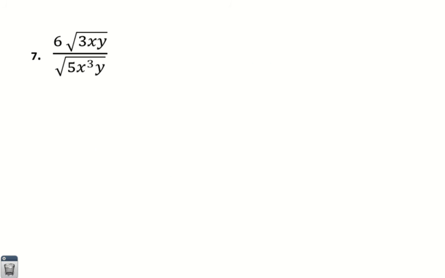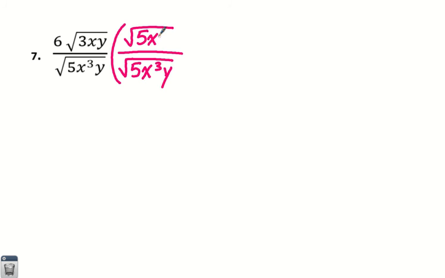Number 7. I'm going to just cut to the chase. As far as simplifying this, I think what you really got to focus on is the part of the directions that say rationalize the denominator. In order to rationalize this denominator, I need to multiply the denominator by the square root of 5x cubed y, like the same thing, okay? And whatever you multiply to the denominator, you also have to multiply to the numerator. Them's the rules.